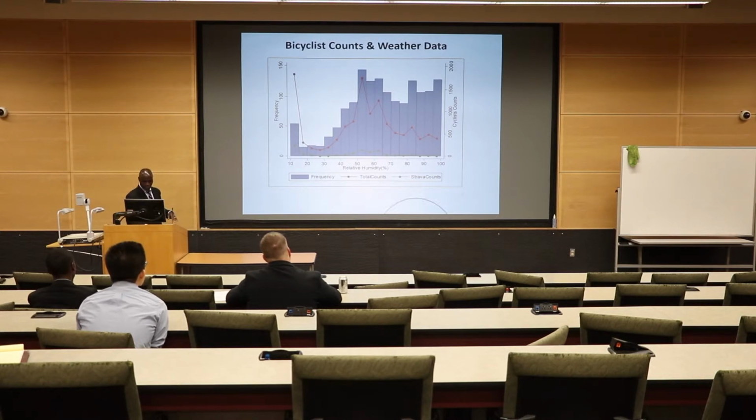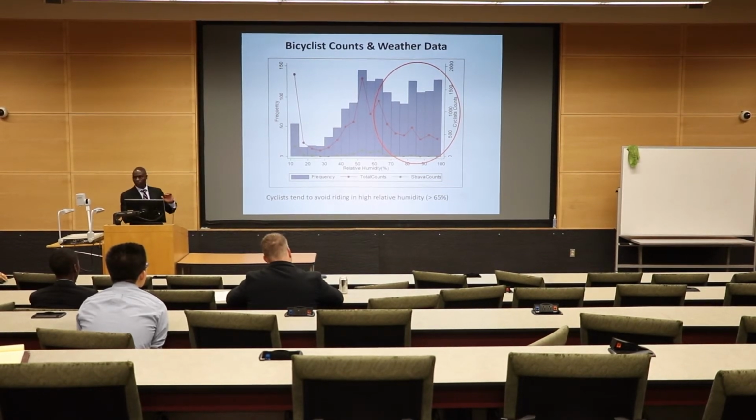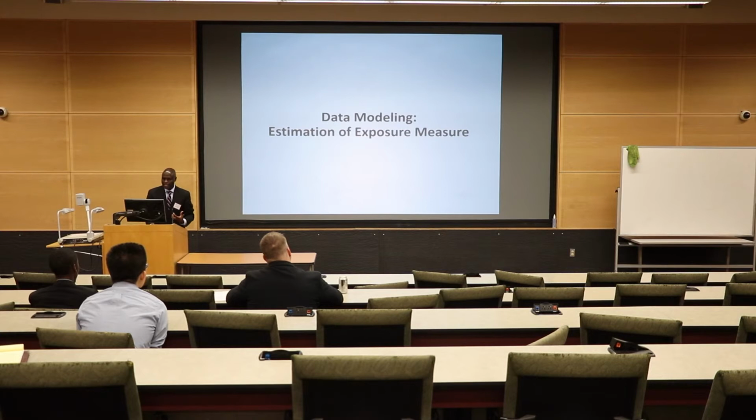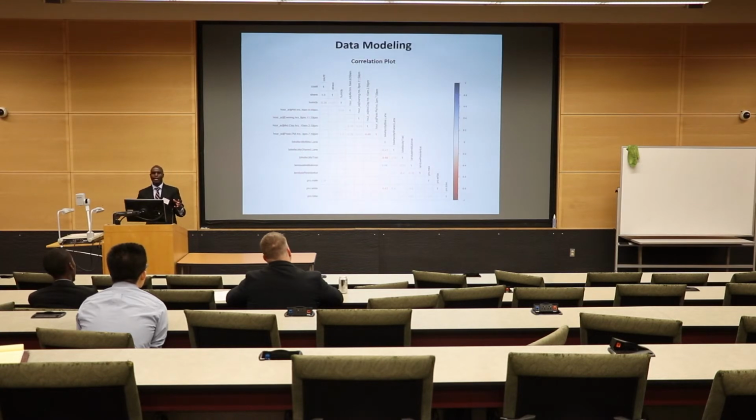If you look toward the right-hand side of the chart, at the frequency of relative humidity and the total number of cyclists, you see that there is a deviation. That deviation signifies that cyclists tend to avoid riding in high relative humidity. That's why we see the total number going down when the relative humidity goes up.